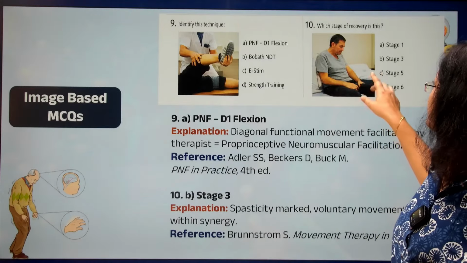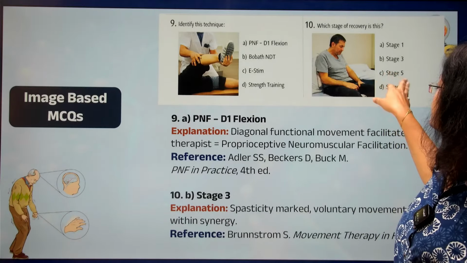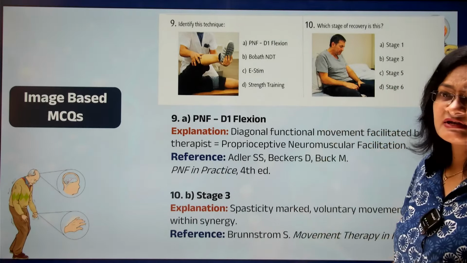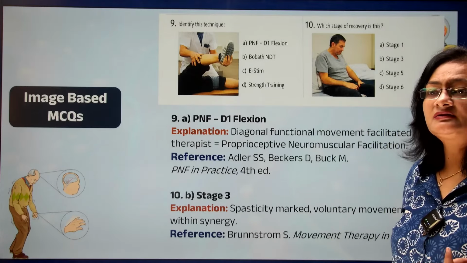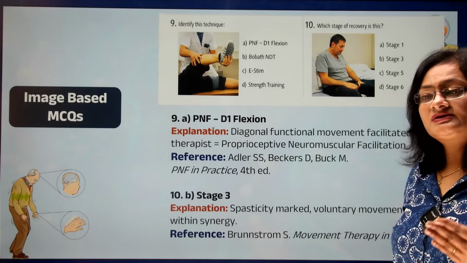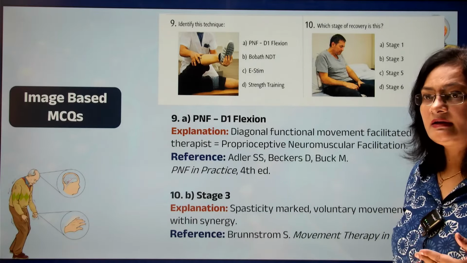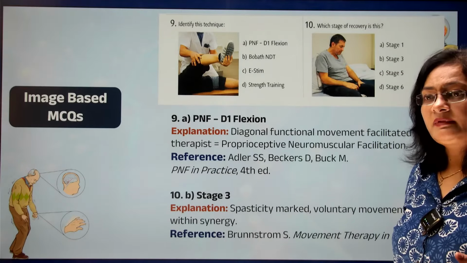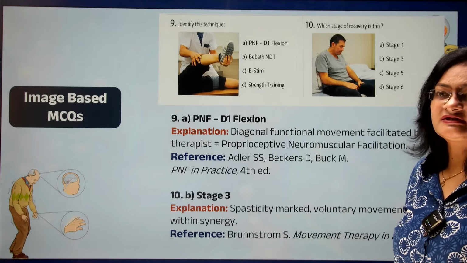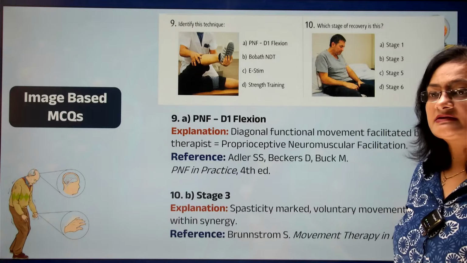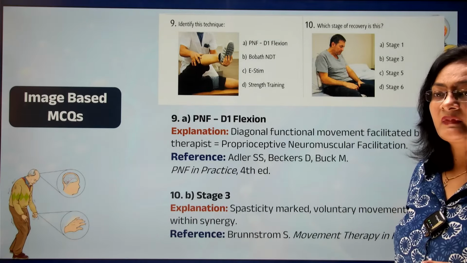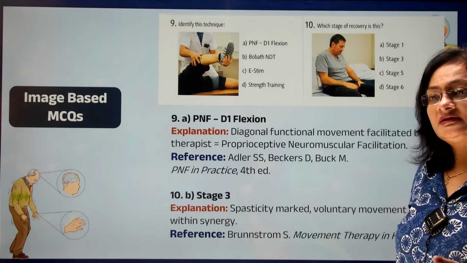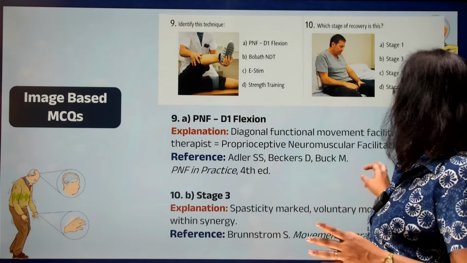And which stage of recovery is this? So stage 1, 3, 5 and 6. If stage 1 is there, then the patient will have flaccidity, so the patient will not be able to sit independently. So it is not stage 1. Isolated movement the patient is not performing, so it is not stage 5 or 6. So the answer will be stage 3, where the patient will have some spasticity and the synergy component will be present.